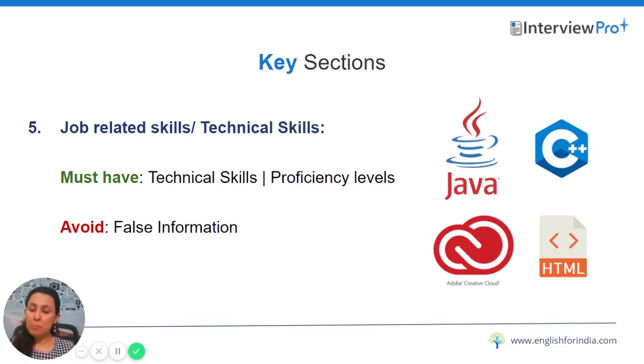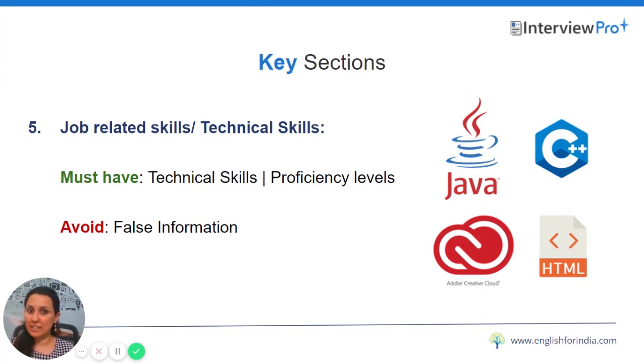Technical skills. It's important to mention your technical skills and the proficiency level, which means to say whether you understand it at a basic level, an intermediate level, an advanced level, or you're an expert. It's important to mention the proficiency level because the recruiter will know how well you match the profile. Avoid putting false information.